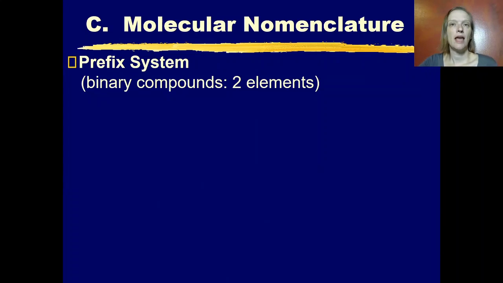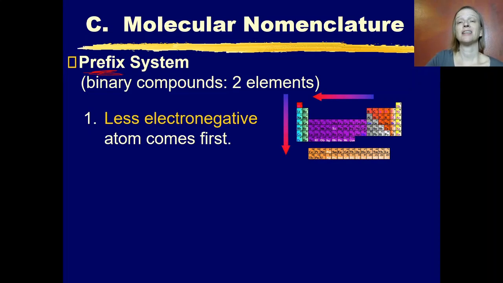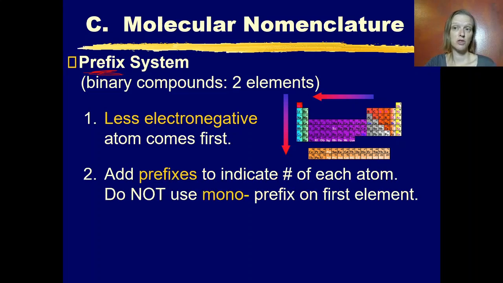So when we name molecular compounds, we use the prefix system. We use the prefix system so long as we're talking about binary compounds. And remember, binary means 2, so we're talking about compounds that contain 2 elements that are covalently bonded together. So this is going to tend to happen between 2 nonmetals. When we name these, we name the less electronegative element first.